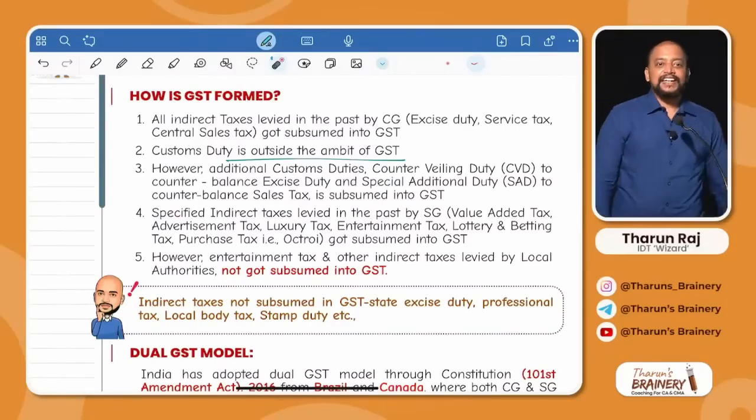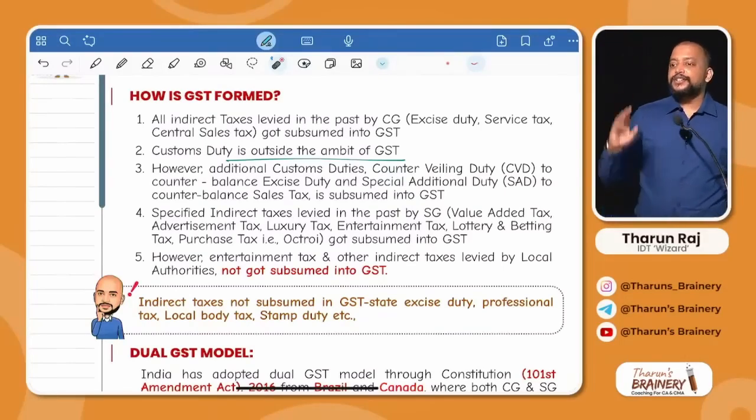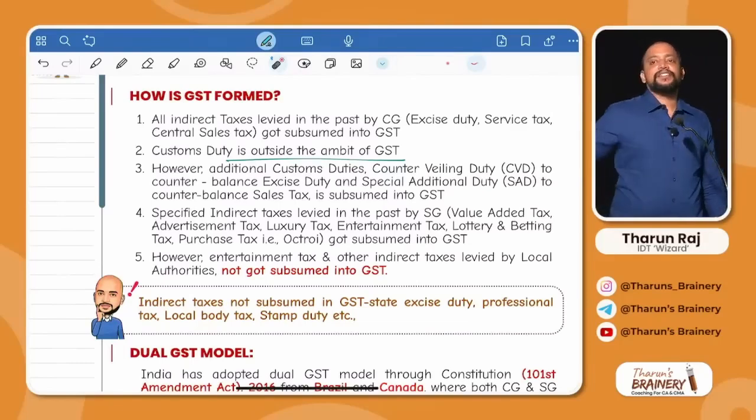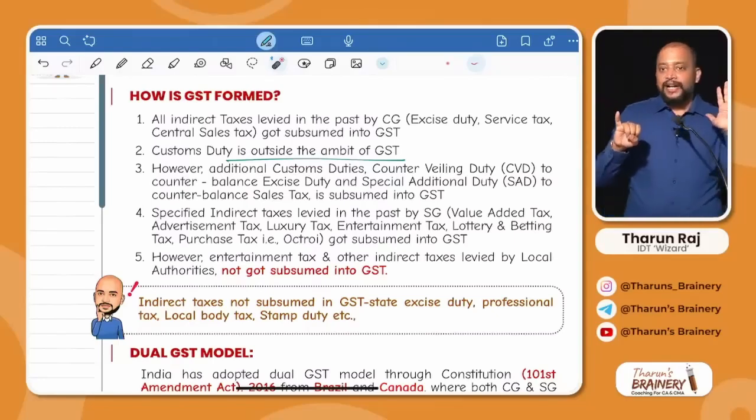All these were past. What is the effective date of implementation of GST? 1/7/2017. With effect from 1/7/2017, this got subsumed into GST. So only 6 here, you need to remember. 6 indirect taxes levied by the state government in the past. What are those? Value added tax.